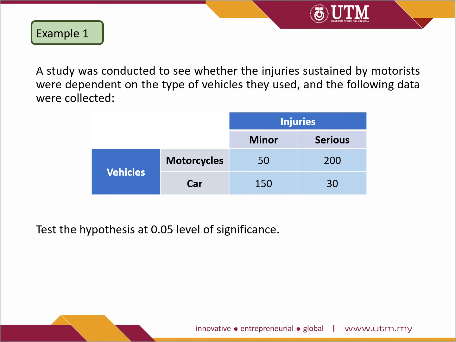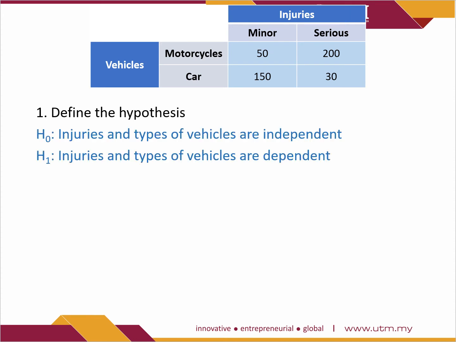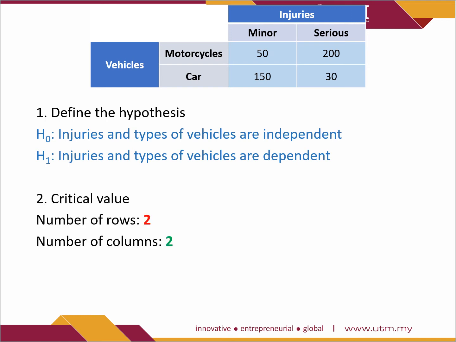For this question, we want to see whether the injuries are dependent on the type of vehicles or not. First of all, we will define the hypothesis. The null hypothesis is the injuries and types of vehicles are independent, and the alternative hypothesis is the injuries and types of vehicles are dependent. That is our hypothesis.